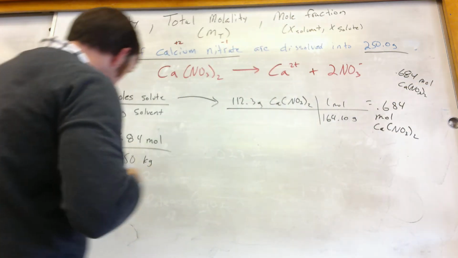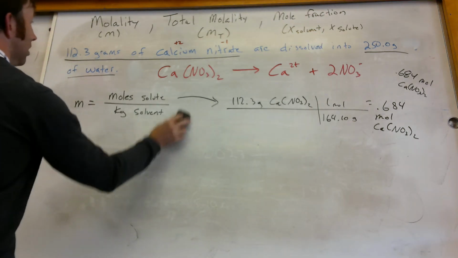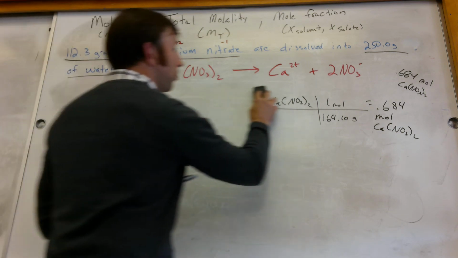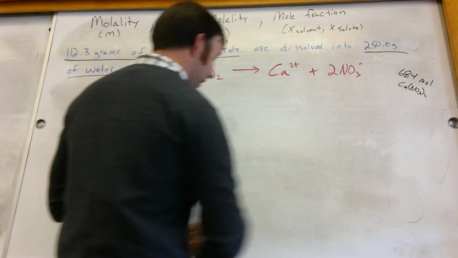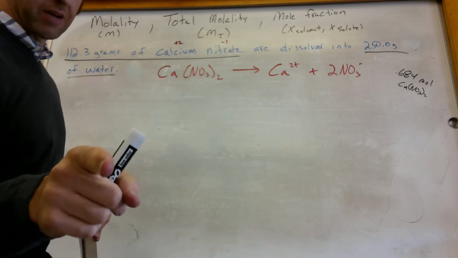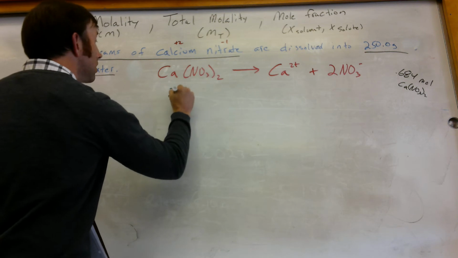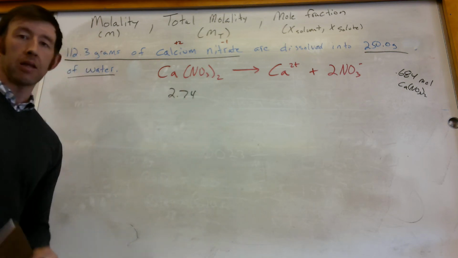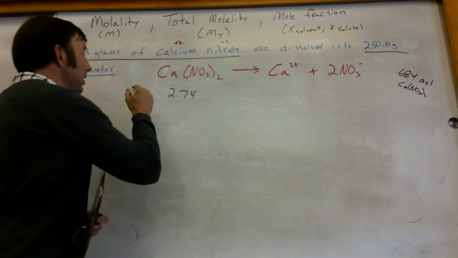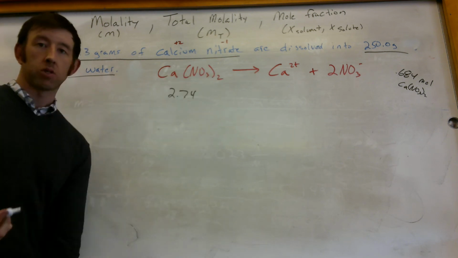All right. Now we can focus on total molality. As we just mentioned, my molality is 2.74. I'm going to write that number underneath here, and that's to indicate that I've got a molality of 2.74 moles per kilogram, where that's my solute.